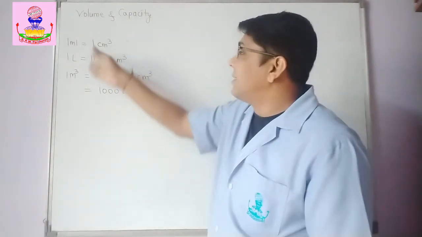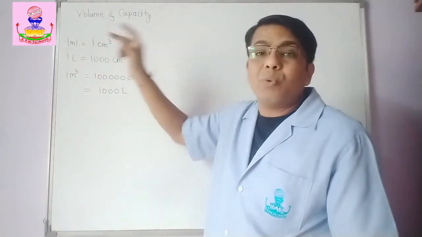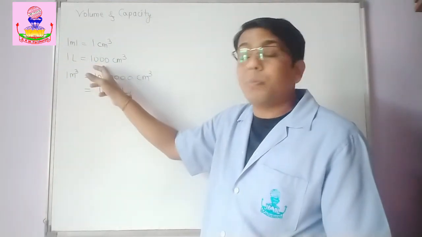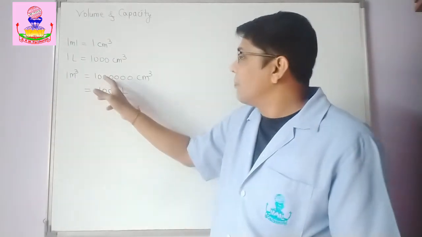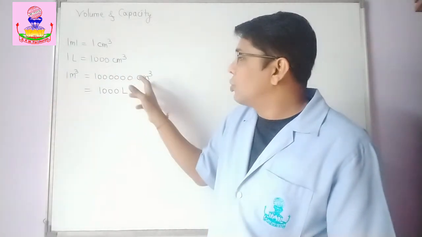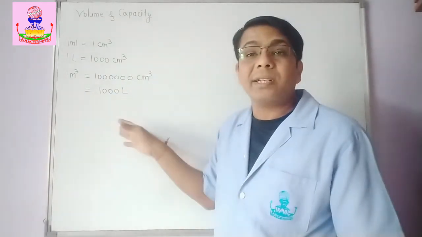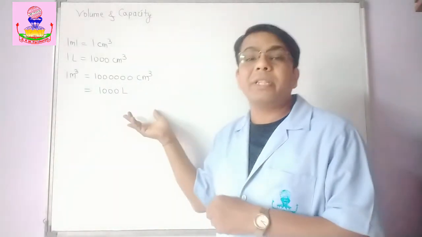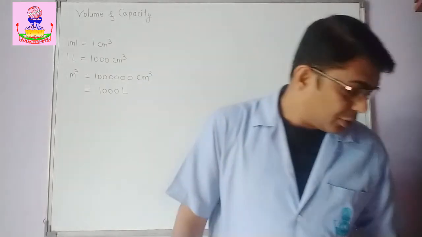Okay, so these are certain conversions that you should know. 1 milliliter is equivalent to 1 centimeter cube. 1 liter is 1000 cubic centimeters. And so 1 cubic meter is equivalent to 10 lakh cubic centimeters. Okay, and that is also equivalent to 1000 liters. It is expected that you should know these conversions because while solving the examples, we will definitely need them.